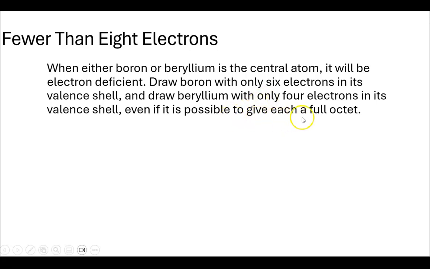Even if it's possible to give it a full octet, just like we saw in carbonate, where it was possible to give the carbon a full octet, so we did what we needed to do. We turned a lone pair into a double bond. With boron and beryllium, we're not going to do that, even if we could. And that's for reasons that are kind of beyond the scope of this class.